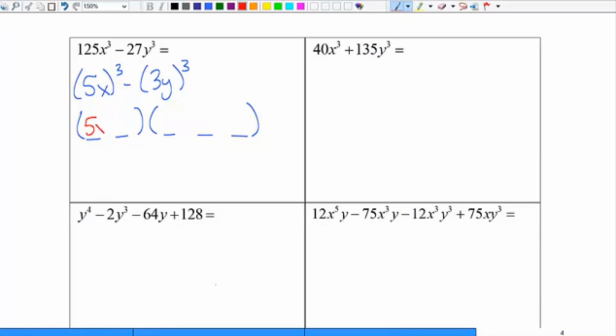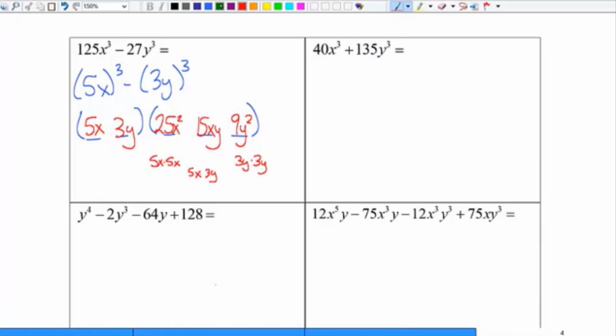On the binomial, the 5x and the 3y just slide in. On the trinomial, I have to take 5x times itself, 5x, for the first term, 3y times itself, 3y, on the second term, and in the middle I have one of each. So 5x times 5x is 25x squared, 5x times 3y is 15xy, and then 3y times 3y is 9y squared.